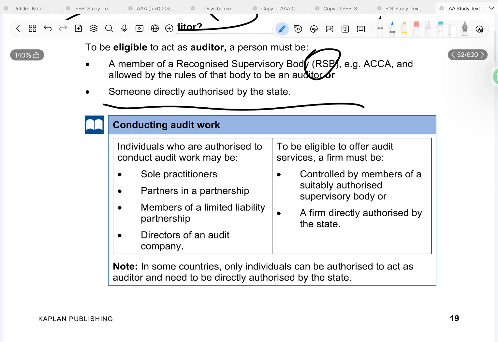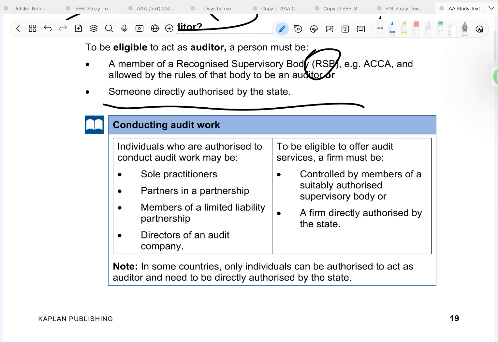Now let's talk about who can actually conduct audit work. Individuals who are authorized to perform audits can work in several different structures. For example, they may be a sole practitioner, meaning they run their own practice, partners in a partnership, members of a limited liability partnership, or a director of an audit company. So auditors can work independently or within firms depending on the structure.